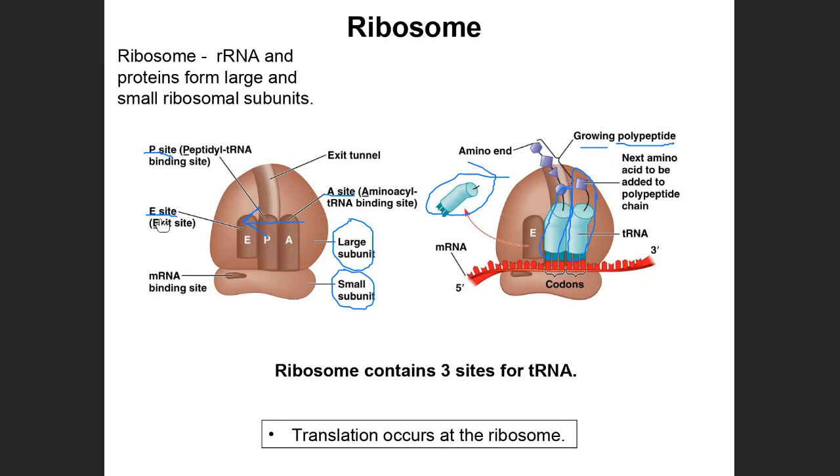The E, as I said, stands for exit, and they're showing you here, this is where a tRNA without any amino acid will exit the ribosome because it's done its job. So tRNAs enter into the A site, move to the P site, and then exit without any amino acids through the E site. So this is why they label these three sites.